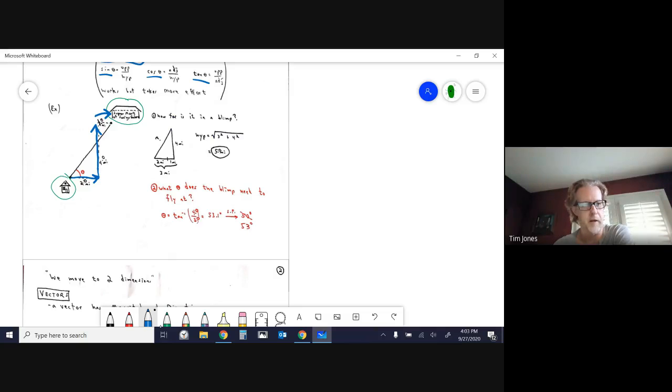But what I'm curious about in this problem is, what if you did it in a blimp? So in a blimp, you of course would raise above your house, and then you would just go directly there. So the question is, how far is it? And what angle would we want to set off at?